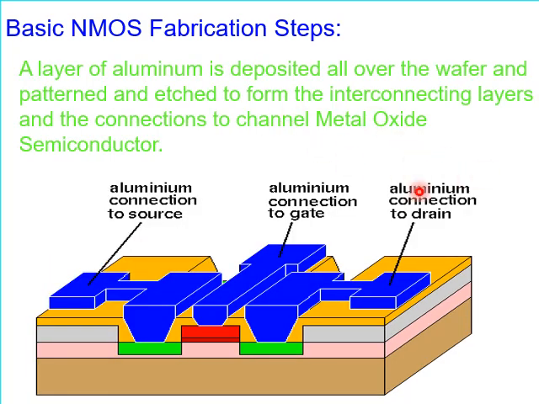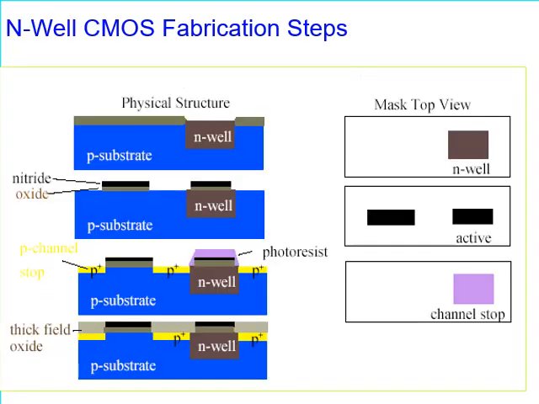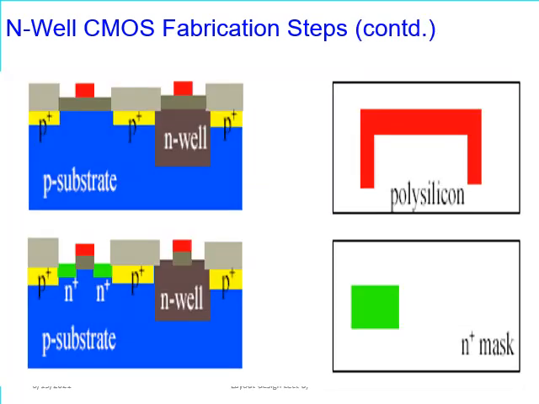Basic NMOS fabrication steps. Next, a layer of aluminum is deposited all over the wafer, then patterned and etched to form the interconnecting layer and the connections to the metal oxide semiconductors. Here we have the aluminum. The blue indicates the aluminum coating of the layers. Then the fabrication steps are shown here: physical structure, then N plus, then nitride oxide, then P substrate, then photoresist. Like that we have almost completed all the processes in the CMOS fabrication steps.